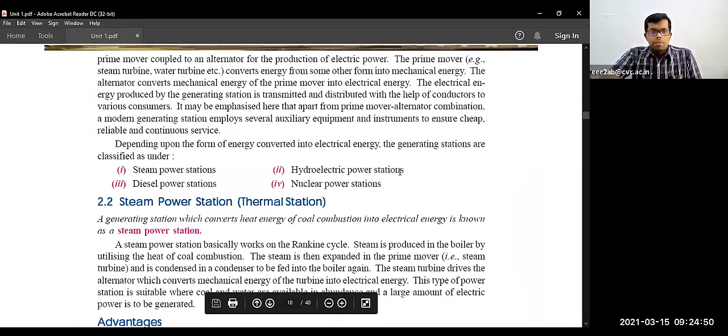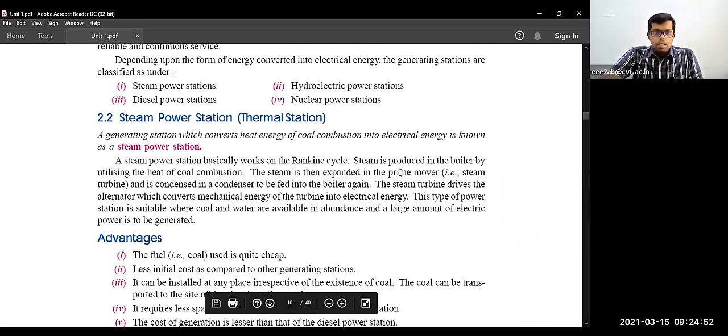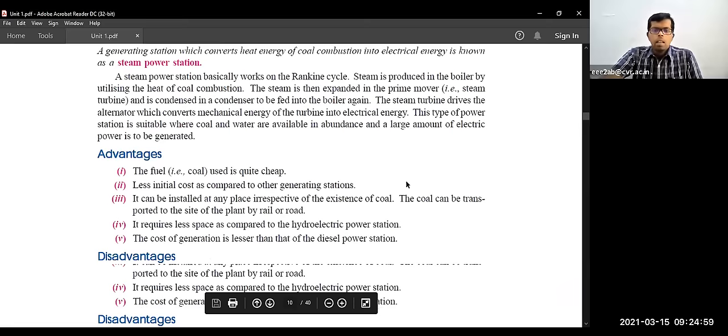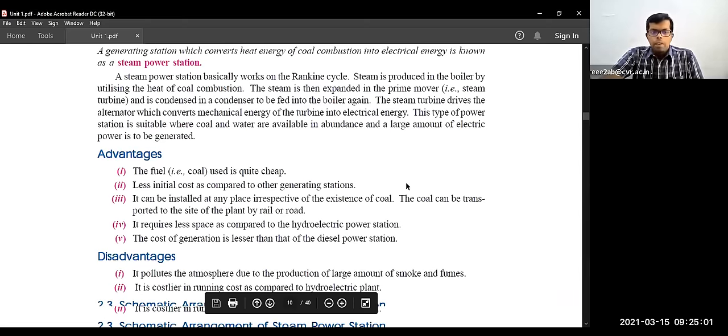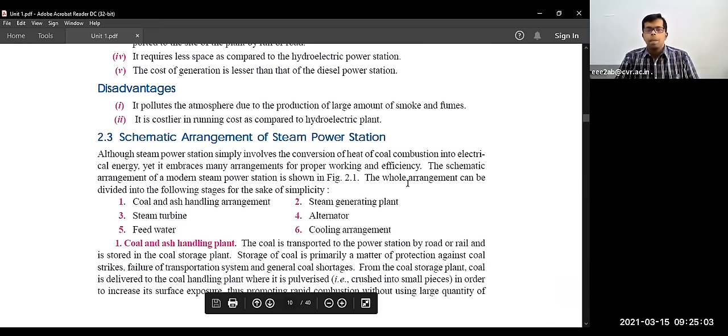Last class we have seen about the steam power station, or thermal power station, or coal fired generating units. All are the same. We have seen what are the major arrangements that happen in the steam power station.